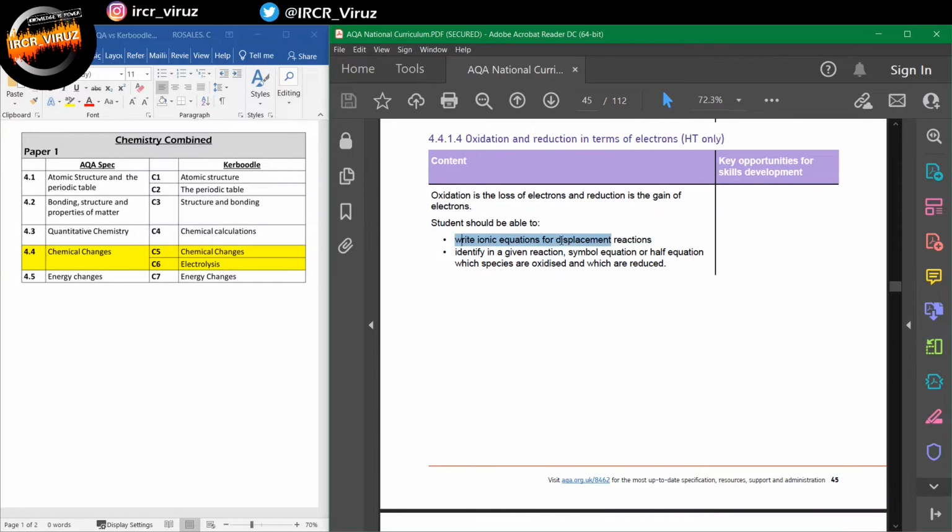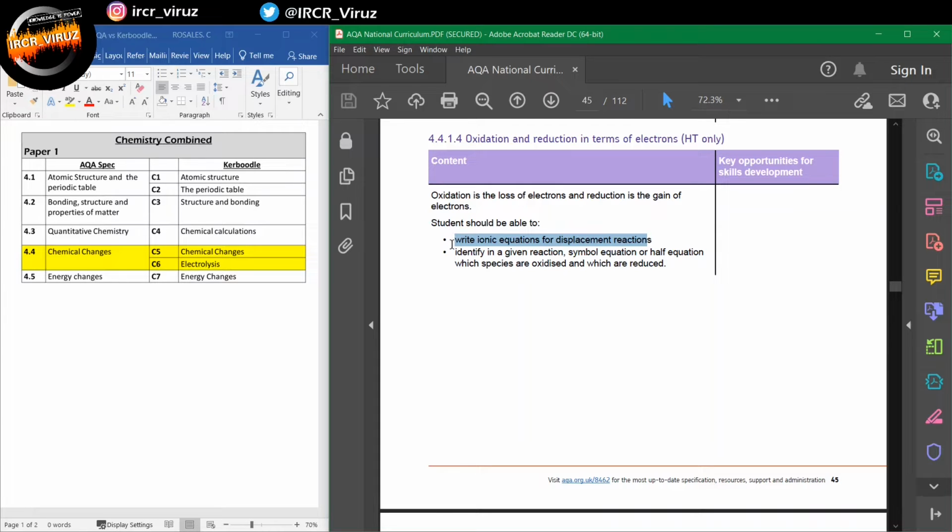Write an ionic equation for the displacement reactions. All right, so an ionic equation is just an equation that says this many electrons were added and now we have that, or this many electrons were taken away, now we have that. Okay, so for instance, if you have lithium, which is a metal, lithium take away one electron gives you a lithium ion. That's your ionic equation right there.